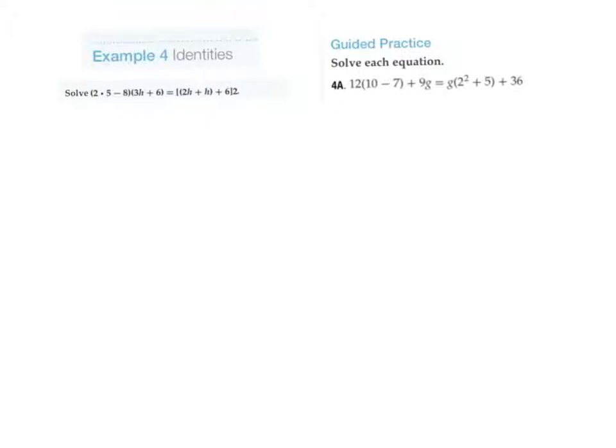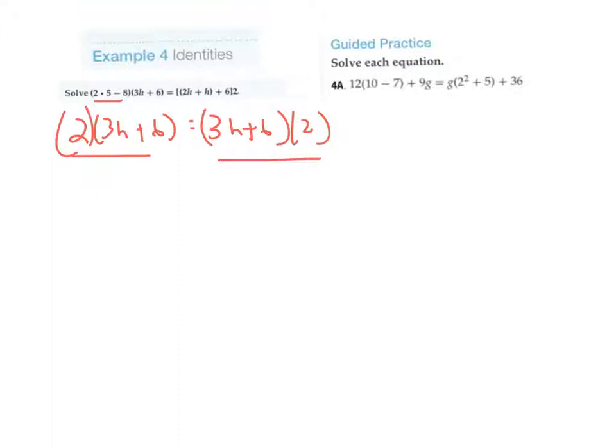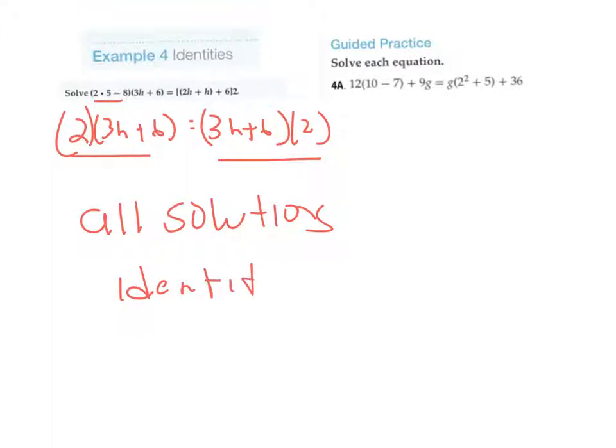So we're going to go through these properties again. Inside this parentheses is 10 minus 8, which is 2, times 3h plus 6. And over here, I have 3h plus 6 times 2. Notice, after doing the parentheses, even though parentheses just mean multiplication, these two things are exactly the same thing. So this is what's called all solutions, often called identities. That means they're identical to each other.